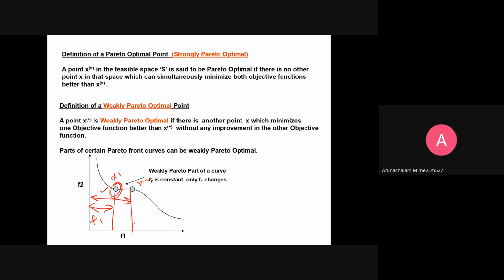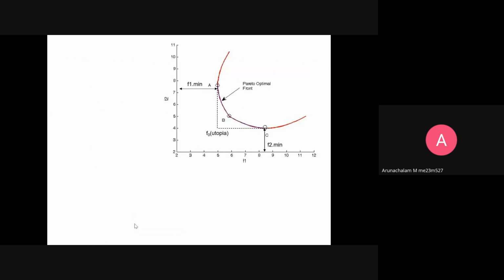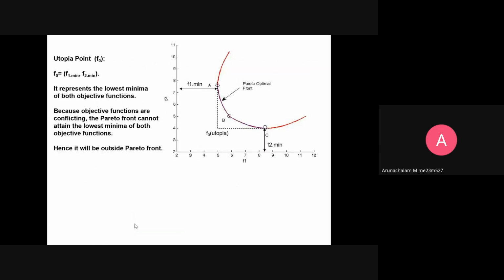Next slide, sir. The utopia point will be away from the Pareto front. Yes, it will be away from both the objective functions, right, sir? No, it will be away from the feasible region. All these points are from the feasible region, so the utopia point will be away from the feasible region.